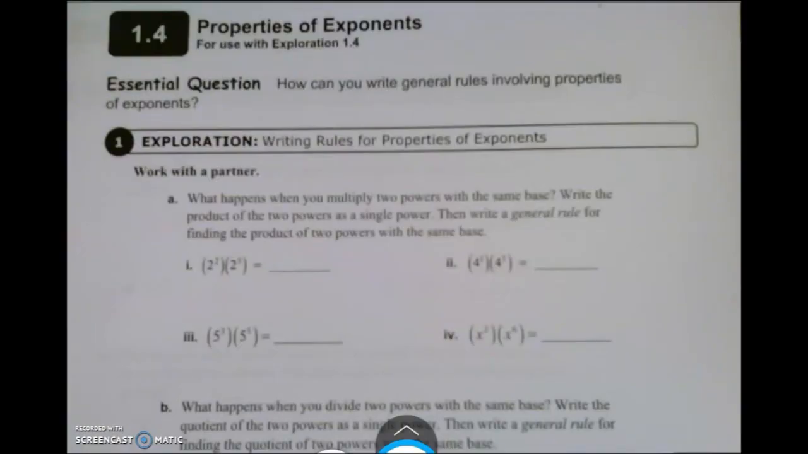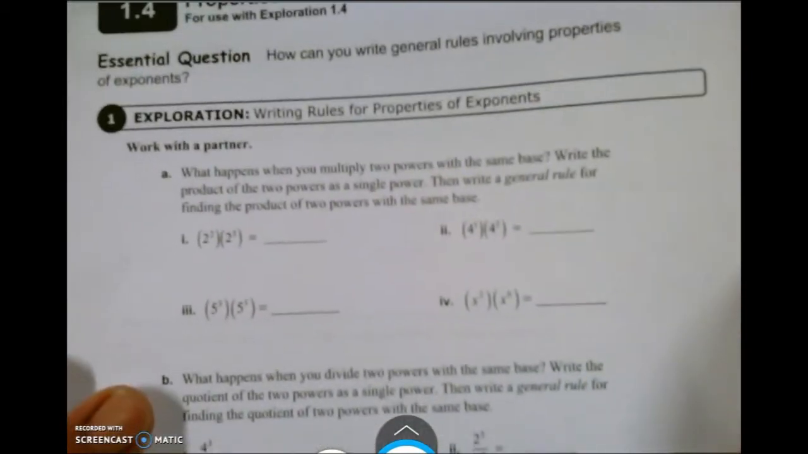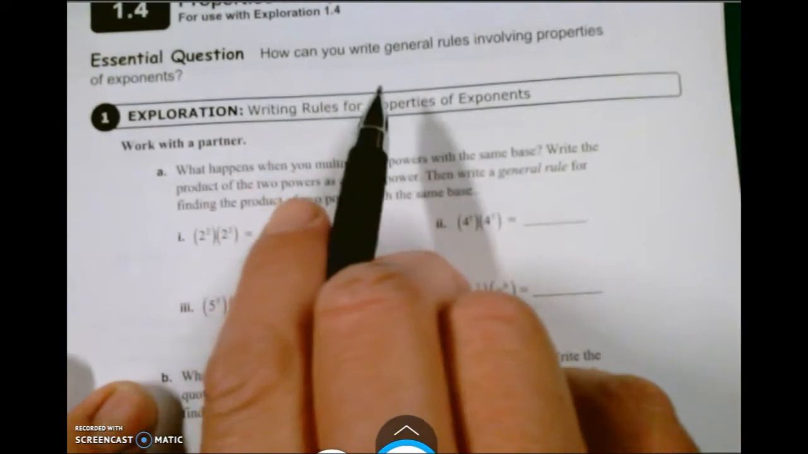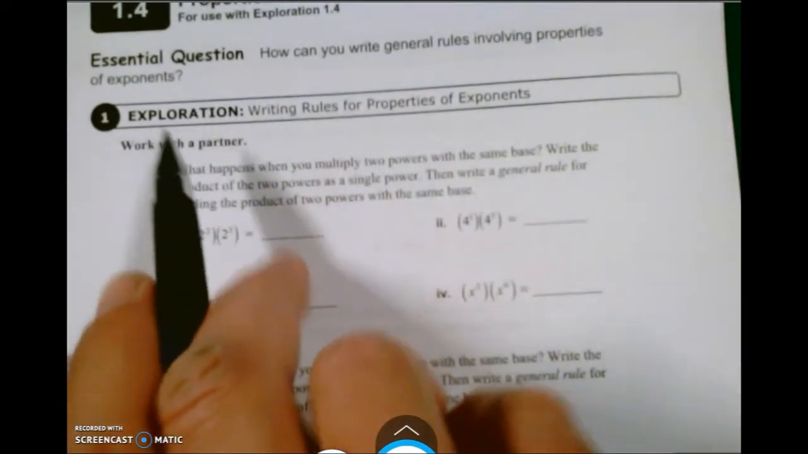Okay, so if you watch the core concept videos, you've already seen this. What these are is practice on how to work through the problems. And you're going to want to follow along. And if you don't have your workbook yet, go ahead and just do it in your notebook. So, essential question: how can you write general rules involving properties of exponents?